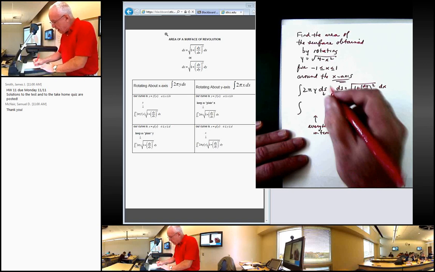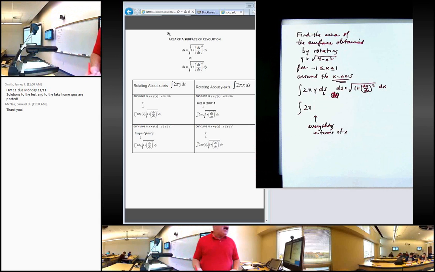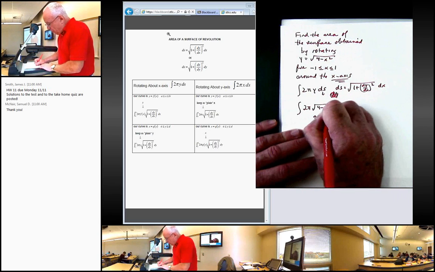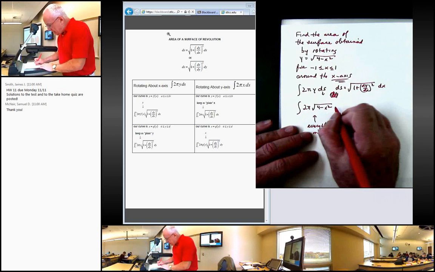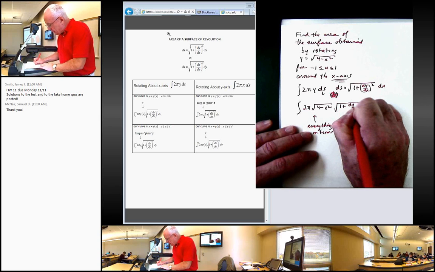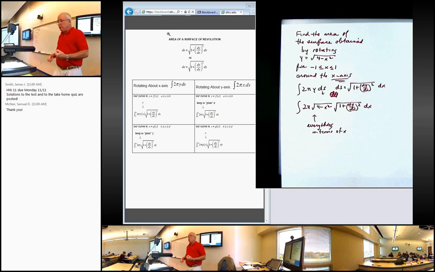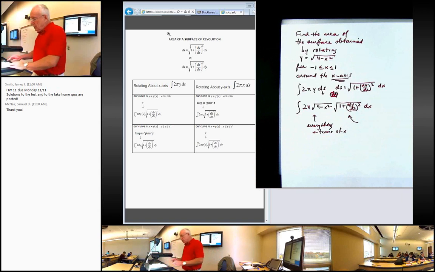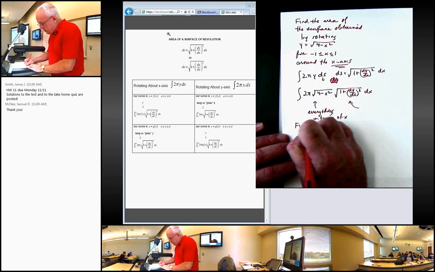So I'm going to write here, I have 2 pi, but now I'm not going to put y here, I'm going to put what y is equal to in terms of x, the square root of 4 minus x squared, right? And then it's going to be times the square root of 1 plus dy/dx squared, dx. All right. So we've got to figure out what this radical ends up being so that we can do this antiderivative.